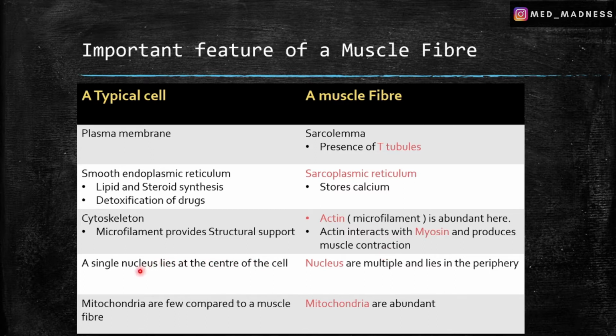The last 2 points are about the nucleus and the mitochondria. In a typical cell there is a single nucleus which lies in the center, while in the muscle fiber the nuclei are multiple and lie in the periphery. There is a small difference between the skeletal muscles, cardiac muscles and smooth muscles on this point. We'll see this at the end of this session. What about the mitochondria? They are few in a typical cell compared to a muscle fiber. In the muscle fiber the mitochondria are abundant because the muscle fiber needs energy throughout the day.